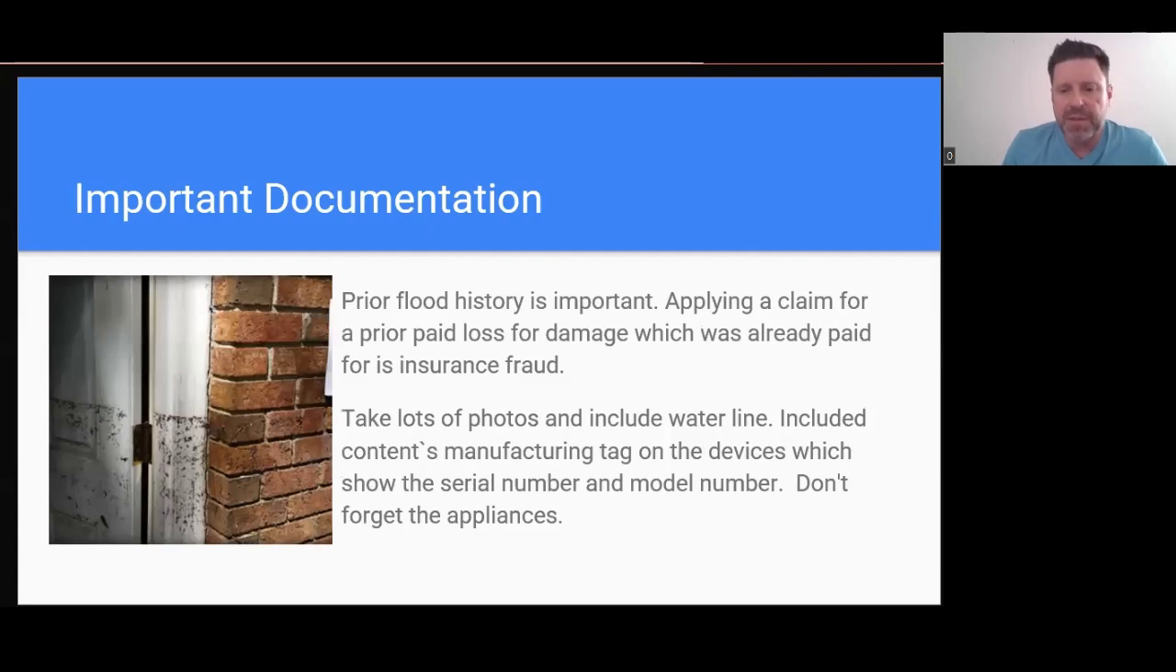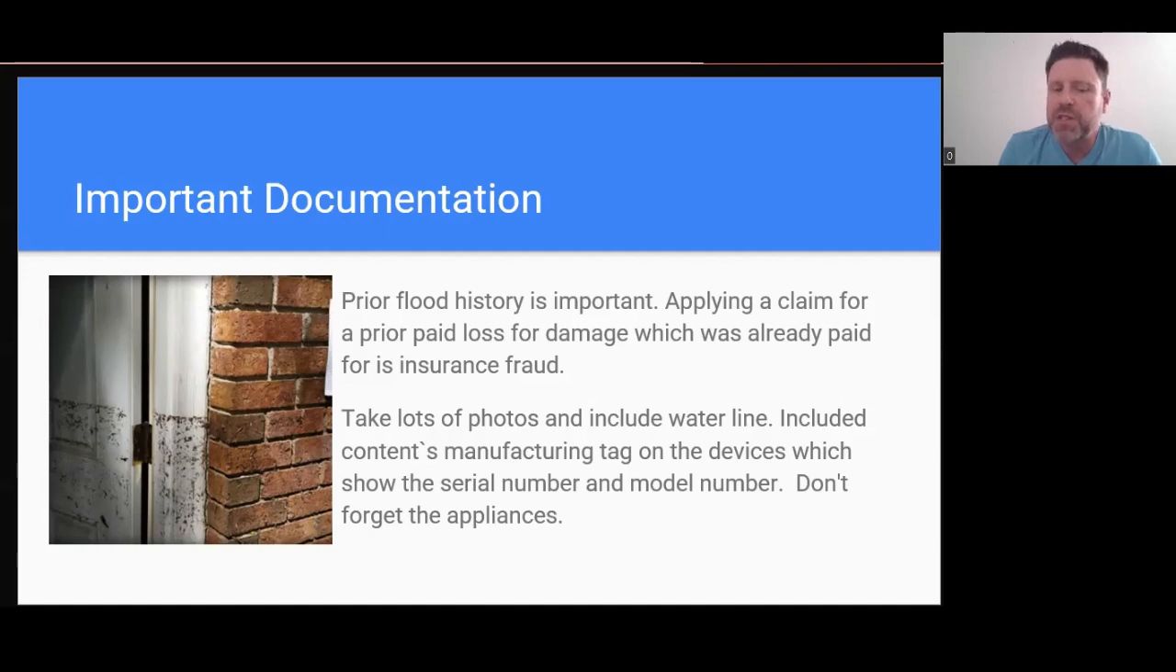It's important for documentation. Take lots of photos. I really feel like you can't have too many photos. You need photos of everything. Here's an example of a photo. It shows how the water line was about halfway up the door. You've got to have a lot of areas where it shows the actual water line. Don't wipe that off. Leave that there because it has to be covered in the photo.